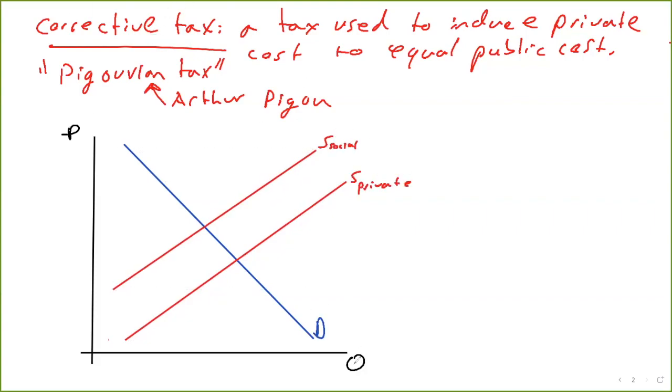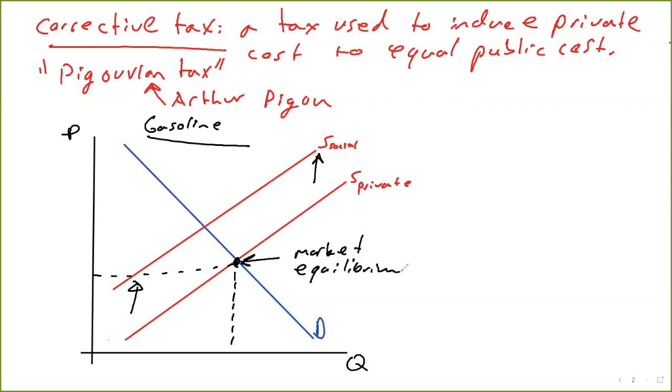Here's our market for gasoline. We have the private supply curve, or the private cost that the gasoline producers face, and there's a negative externality, which we'll say is pollution as the primary one. And so the societal cost curve or supply curve is higher than the private cost curve. And again, this is our market equilibrium, but we would like to be up here at the social optimum.